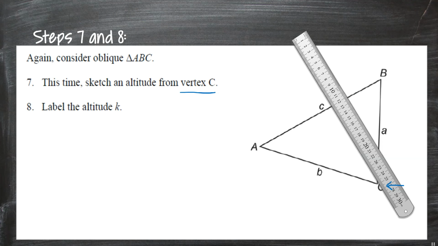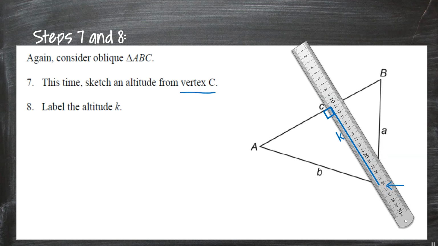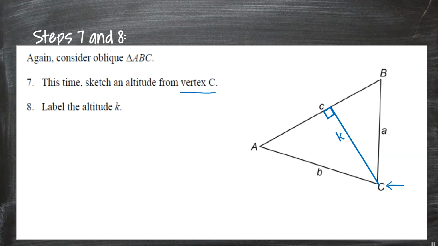Okay, so here's where it should be, going from vertex C to the opposite side so that it makes a right angle. Perfect. So now we're going to do all of the same steps, but we're going to be doing it using this altitude. And so this altitude breaks the triangle into two different right triangles, one down at the bottom and one more on the top.